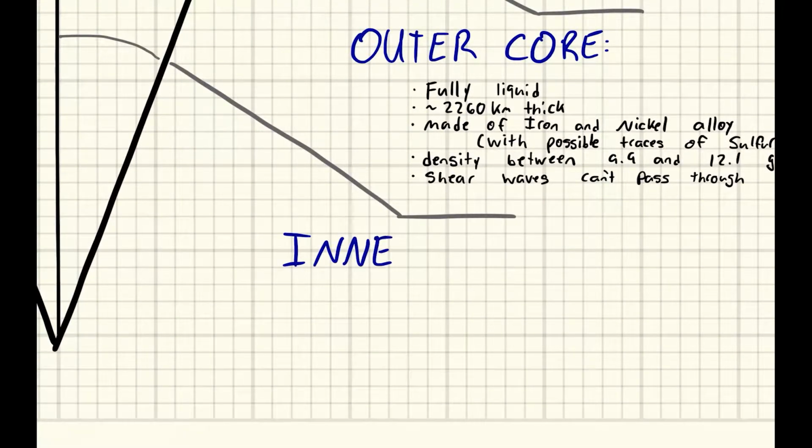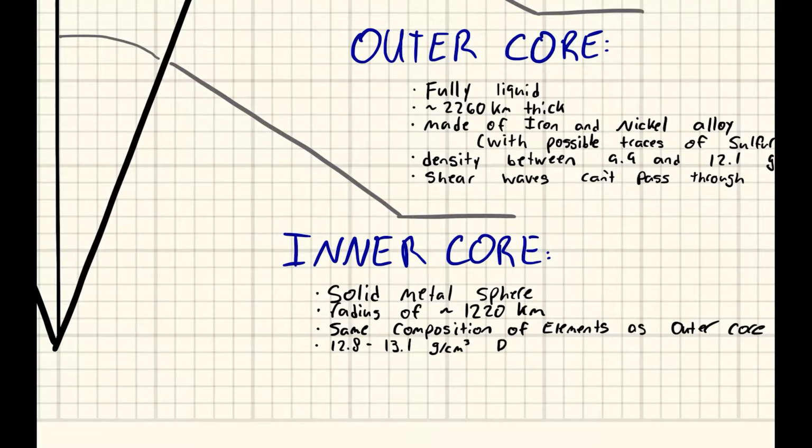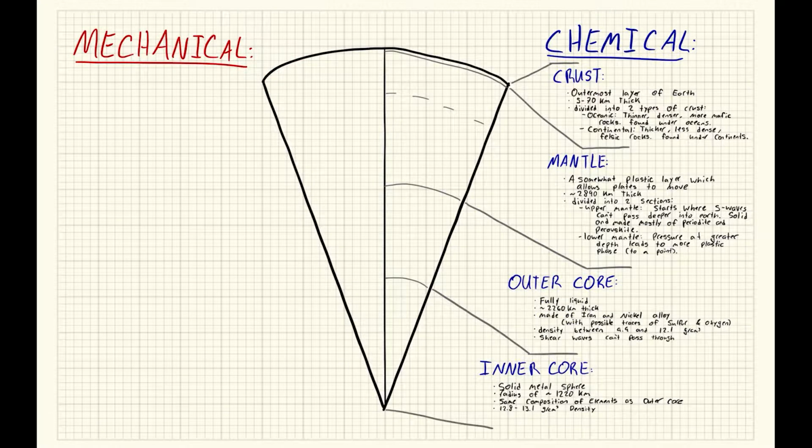The inner core has a radius of 1,220 kilometers and is a sphere made of an extremely similar iron and nickel alloy that the outer core is made of. However, it is a solid instead of a liquid. The density is between 12.8 and 13.1 grams per centimeter cubed.